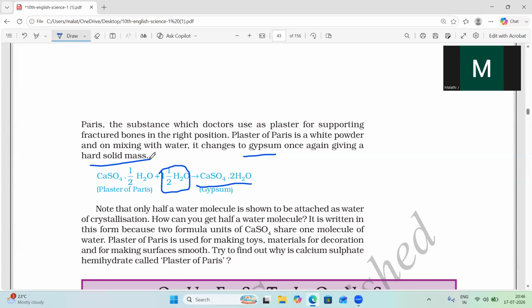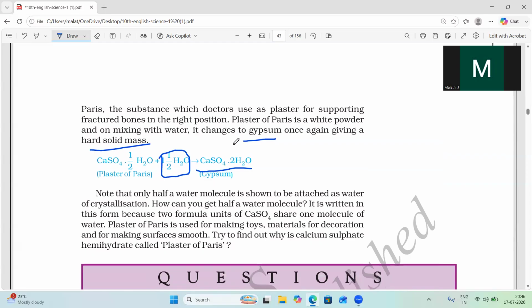When bones get damaged, this is used as a bandage substance. Its hardness will protect the bones. That is plaster of Paris. Plaster of Paris is just a white powder.